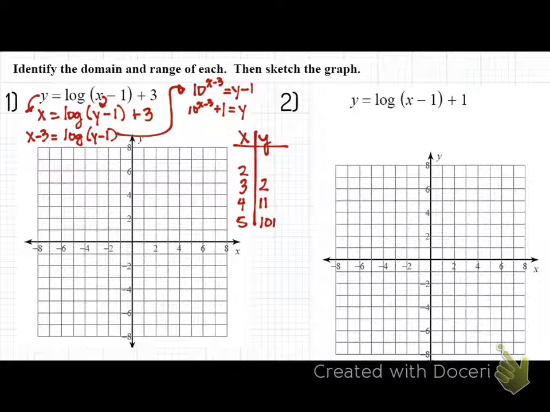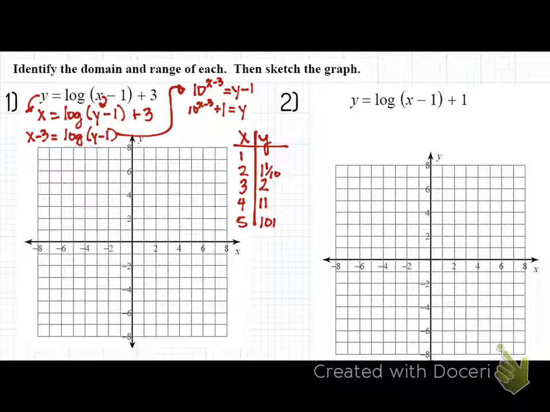Okay, next I'm going to pick 2 smaller numbers in x. We got 2 and 1. If I put 2 in, what's 2 minus 3? Negative 1. What's 10 to the negative 1? 1/10. Good. What's 1/10 plus 1? 1 and 1/10. Excellent. This isn't a trick question. You got it. Okay, keep going here.